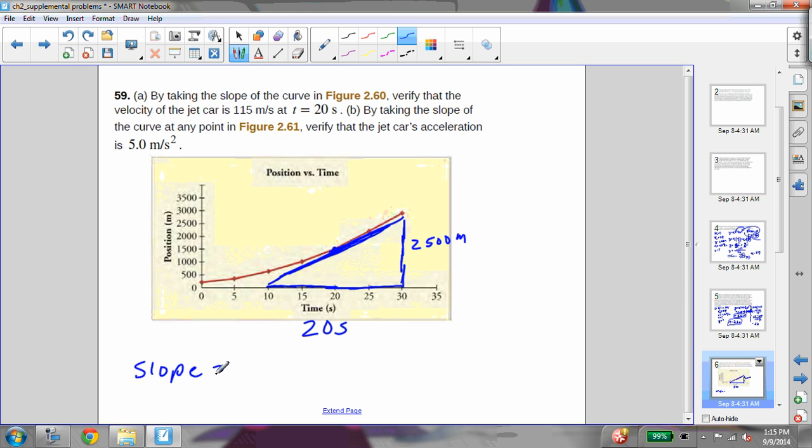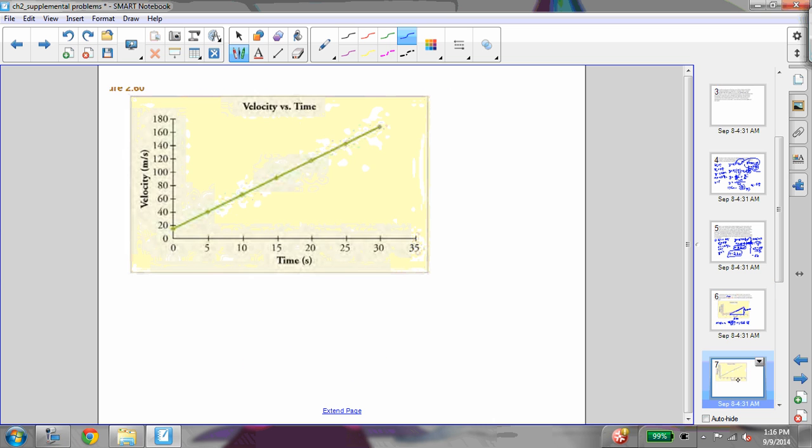Remember, we're just doing an estimate here. So I have 2,500 meters over 20 seconds. Zeros cancel. 250 over 2, that's 125 meters per second. And what's the actual value? Oh, 115. So that's pretty good. So I just want to find, estimate, the instantaneous velocity.